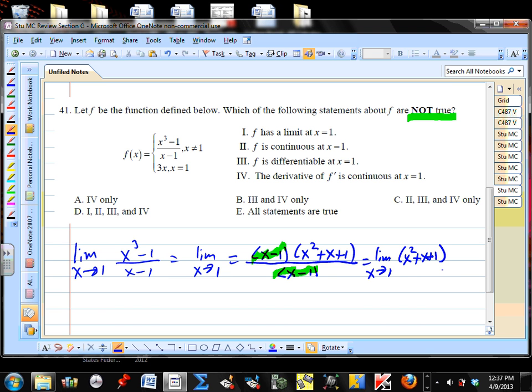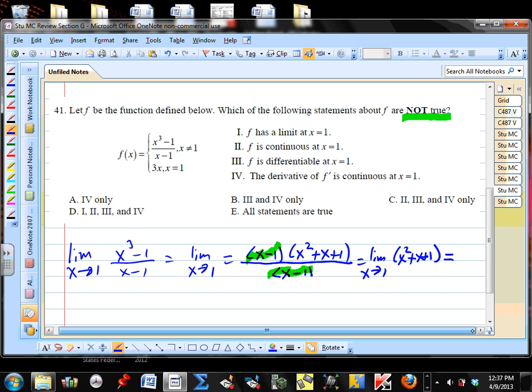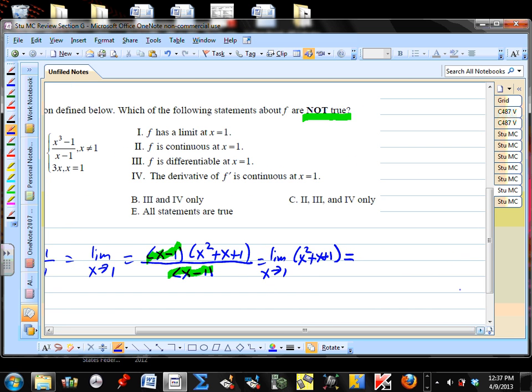Well, direct substitution now works. This is going to be 1 squared plus 1 plus 1, which equals 3. The limit is 3, therefore the limit exists. Okay.